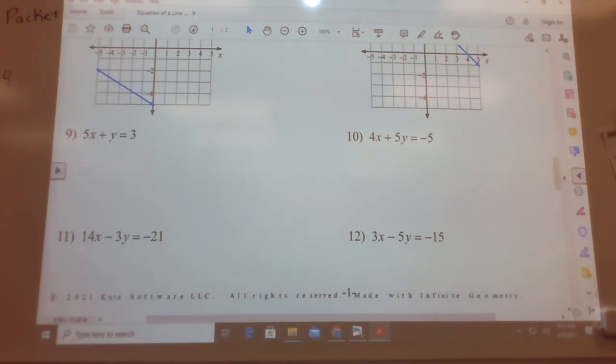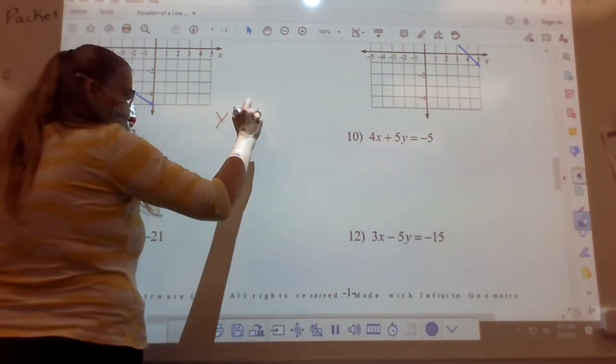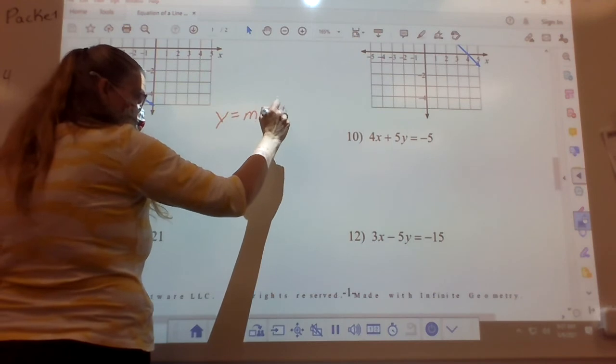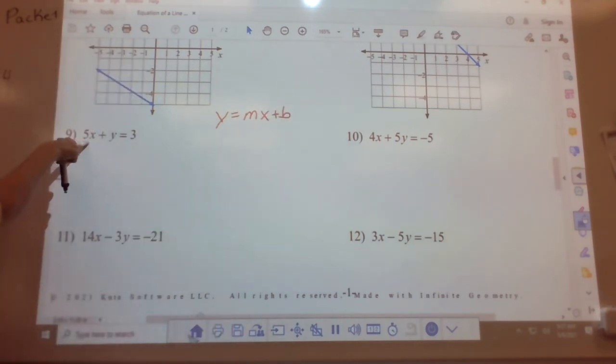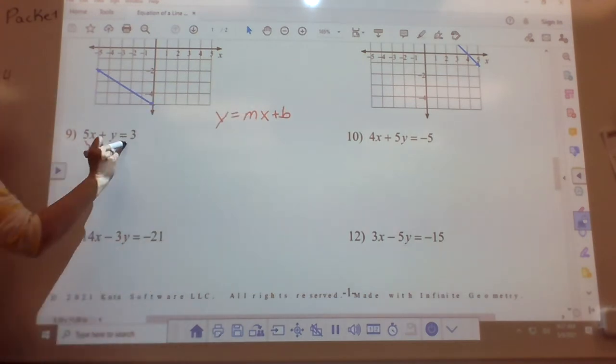So on these, I want to write them in slope-intercept. I'm going to go ahead and write slope-intercept form again here, just so I have it handy. So I want them to look like this: y equals mx plus b. Well, my 5x is on the wrong side, because it needs to be after the equals. So we're going to slide it over.